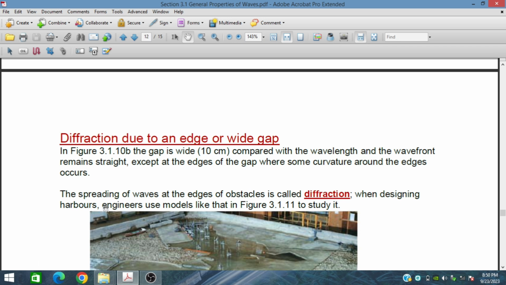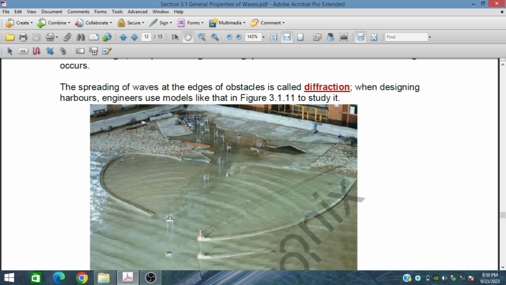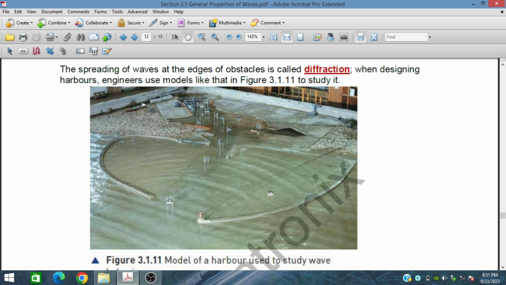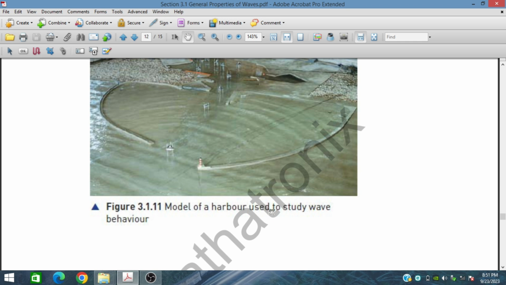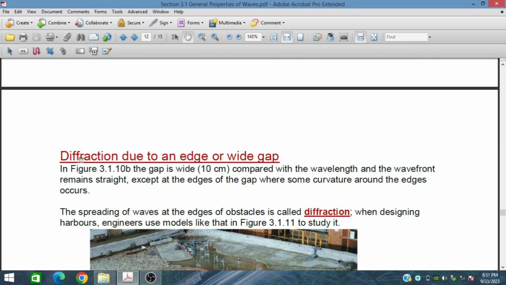When designing harbors, engineers use a model like that in figure 3.11 to study it. This is the phenomenon: a gap like this is used in a harbor where boats are docked. So these kinds of studies are used. Diffraction phenomena are applicable here, and in many places. The model of a harbor is used to study wave behavior. So this wave behavior, diffraction, is used.